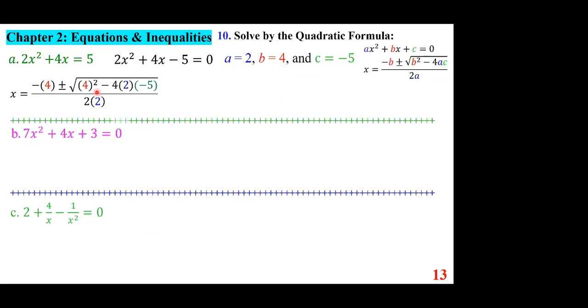Now, obviously, this changes to 4 squared, which is 16. This changes to plus 40. They add up to 56. Now, 56 is the product of 4 and 14. The square root of 4 comes out as 2.